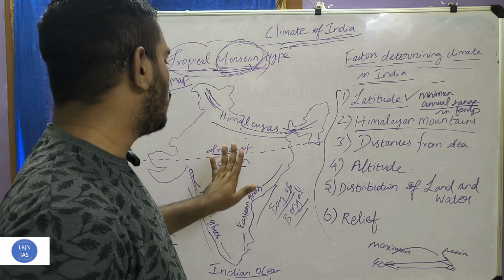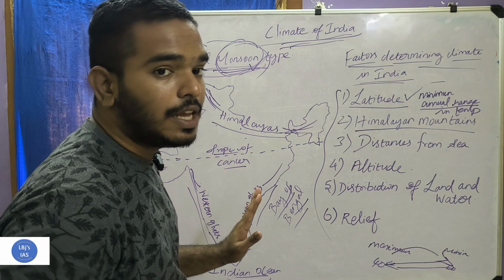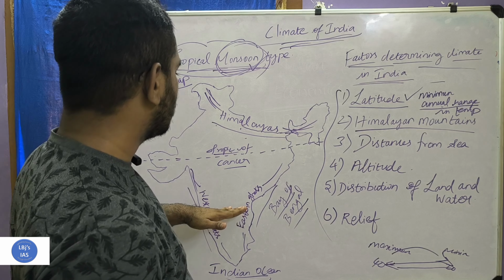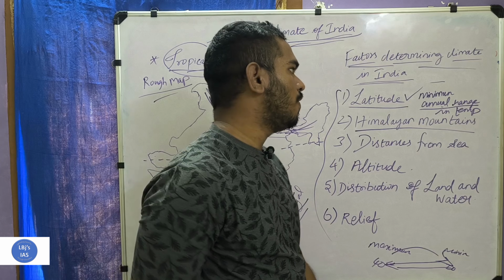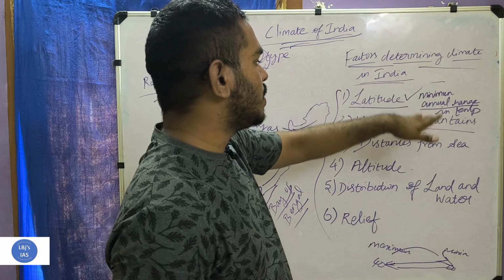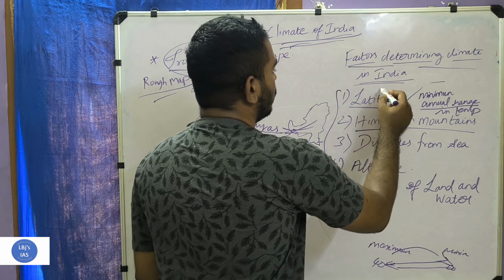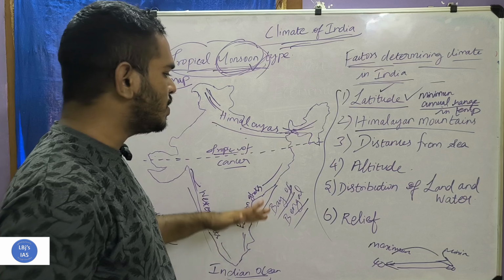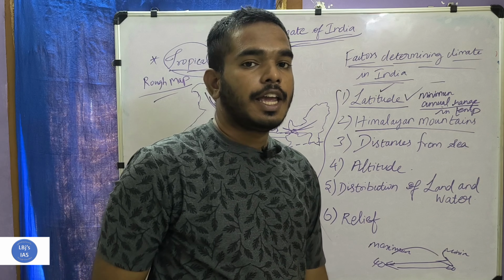So we all know about this, and the Tropic of Cancer divides India into two regions. One is to the south of the Tropic of Cancer, and another one is to the north of the Tropic of Cancer. So these are the major factors that determine the climate of India. First one is the latitude. Latitude is nothing but how much the distance of the region is from the equator.